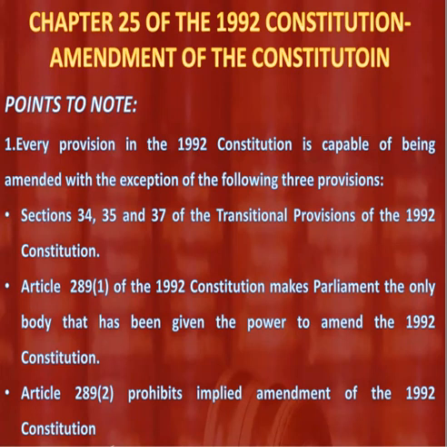The second point that we must point out before we begin our discussion is that in the 1992 Constitution of Ghana, the only body that has been given the authority, the mandate, the power to amend the Constitution is the Parliament of Ghana. Parliament of Ghana is the only body that has been given the exclusive power to amend provisions contained in the 1992 Constitution of Ghana. The executive and the judiciary do not have any power to amend any provision in the Constitution. And I will demonstrate this to you by referring to Article 289(1) of the 1992 Constitution.